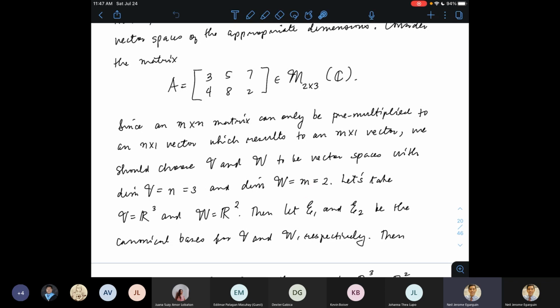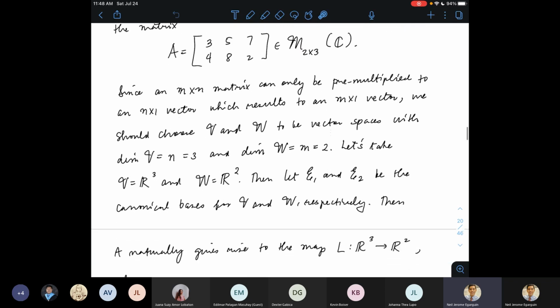All right? So ibig sabihin, dahil ang result ng matrix vector multiplication ay 2 by 1, dapat yung elements ng codomain ay ma-express mo sa linear combination of two elements. But that is precisely the definition of the dimension of W, right? How many vectors are there in a basis for W? So that means we choose the dimension of W to be equal to 2, which tells us that the number of rows always gives us the dimension of the codomain.